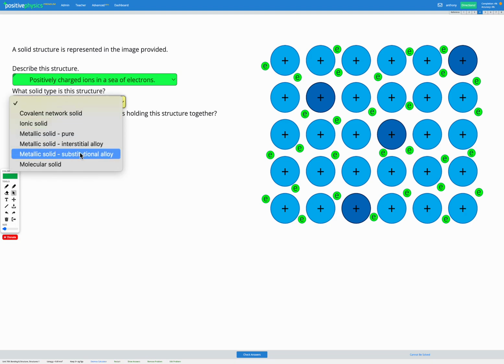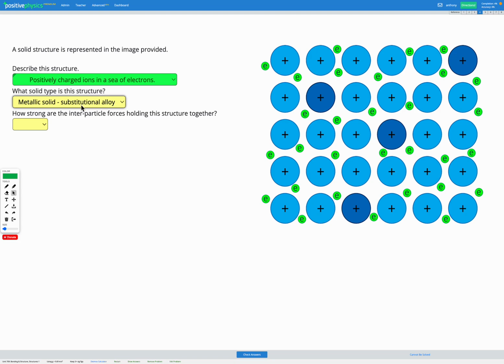The third type of metallic solid is a substitutional alloy. That's where some of the metal atoms in the grid are swapped out for a different type, but they remain in that kind of grid shape. So this image shown here is a substitutional alloy. We can see that our dark blue positively charged metal ions and our light blue, they're all in a grid together. They're all of similar sizes. So this is a metallic solid that's a substitutional alloy.